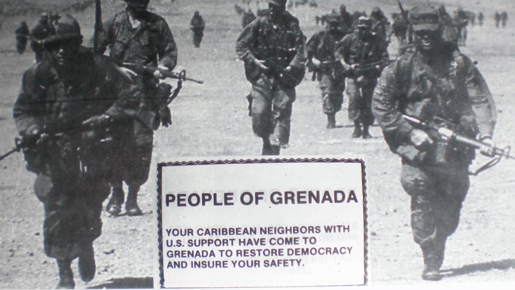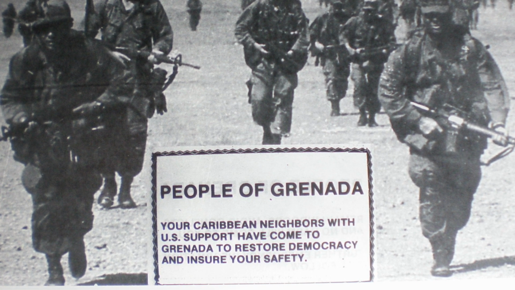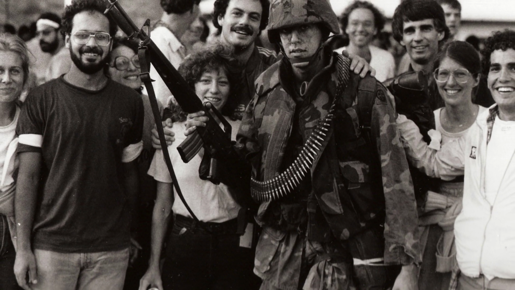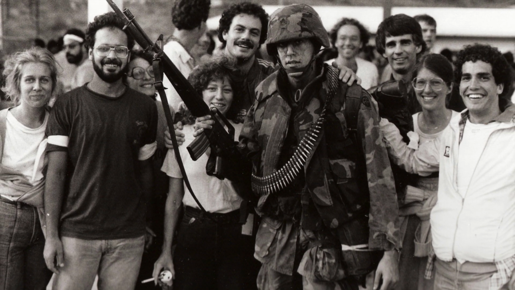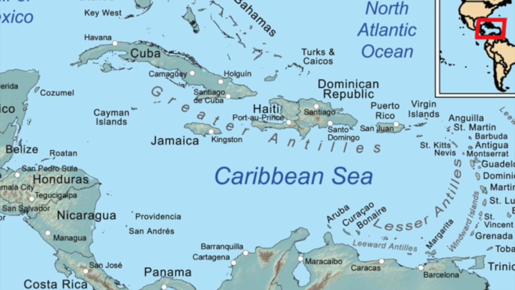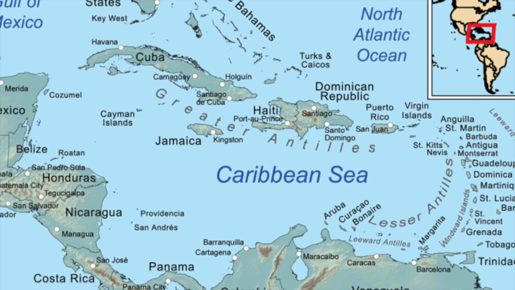Reagan justified this action as a way to protect the 600 US medical students who were based in Grenada, and for fears of a repeat of the Iran hostage crisis of 1979 to 1981. In the Iran hostage crisis, 52 American diplomats were held hostage after Iranian students took over the US embassy in Tehran. But other Caribbean states like Barbados and Jamaica also encouraged the US to take action.